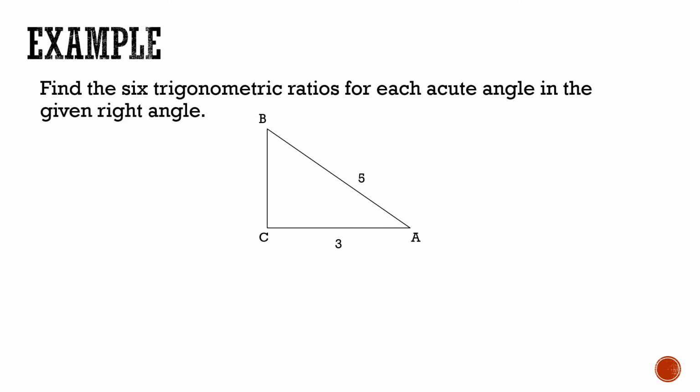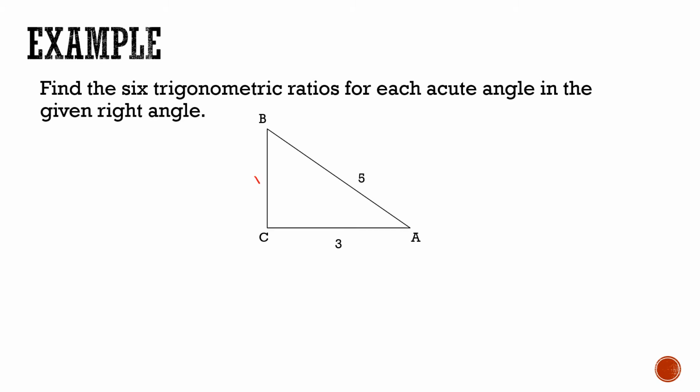Find the 6 trigonometric ratios for each acute angle in the given right triangle. As you notice, one leg of the given right triangle is missing. Therefore, we need to first find the missing side of the given right triangle. Since this is a right triangle, we will be using the concept of the Pythagorean theorem.